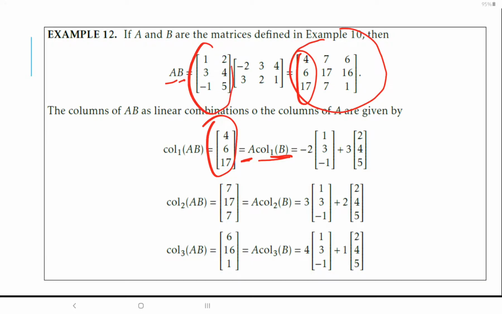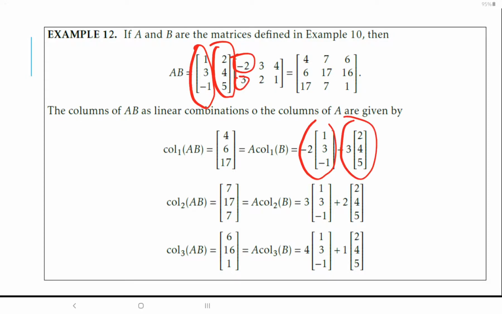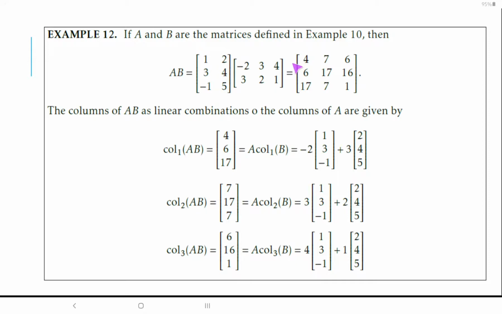Okay, so we have A times the first column of B. So we have negative 2, negative 2 times this one, to get this one, plus 3 times this one. Okay, so ito yun. Okay, so they are both equal, ano? So if you solve this one, we will get 4, 16, 17. And then ganun din sa iba. So hindi mo na kailangan computein tong buong matrix para mahanap yung column na gusto mo.